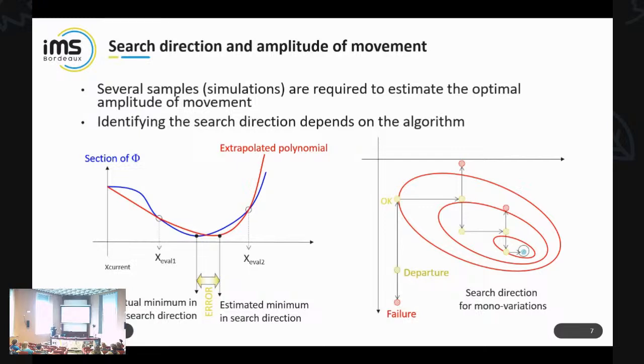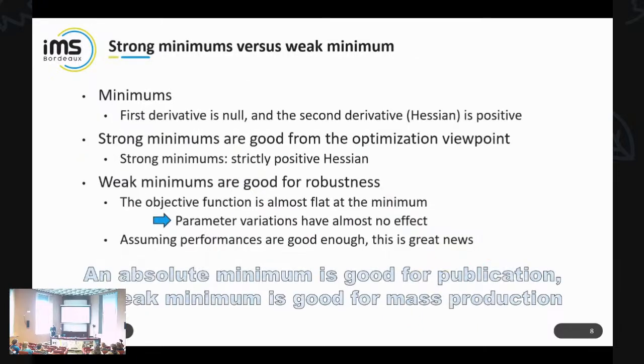So that's what you are doing, either with an algorithm within a software or just doing that by hand. It's also working quite well, especially when it comes to analog. So what we can say is that at a minimum, the first derivative is nil, and the second derivative is supposed to be positive. This will avoid any inflection point. Inflection points are not optimum. They are stationary points, but they are not optimum.